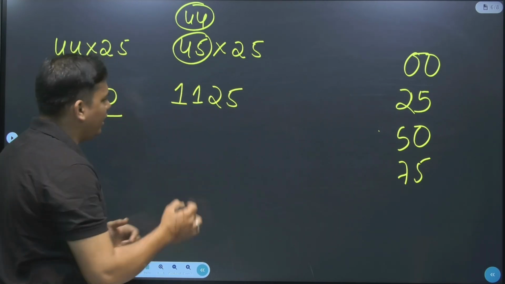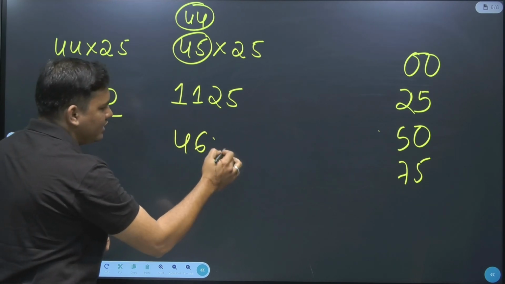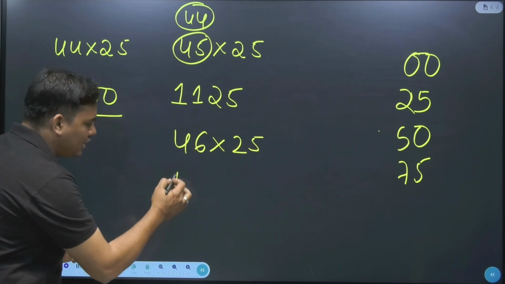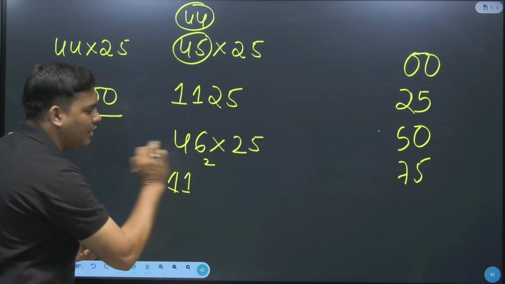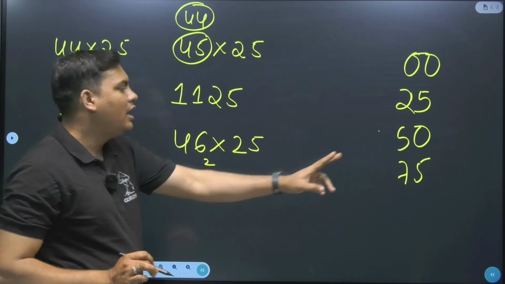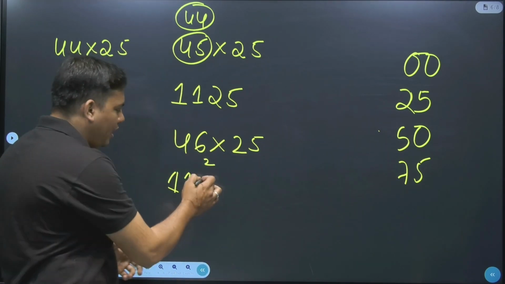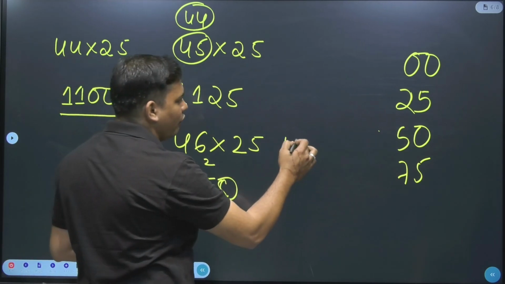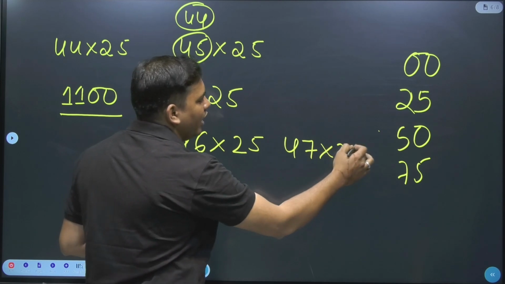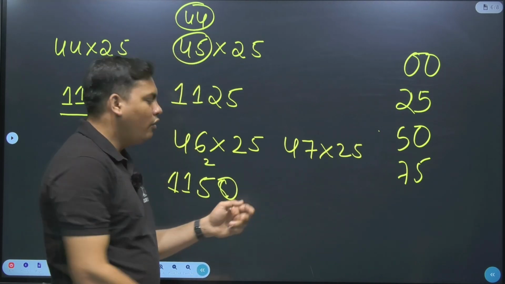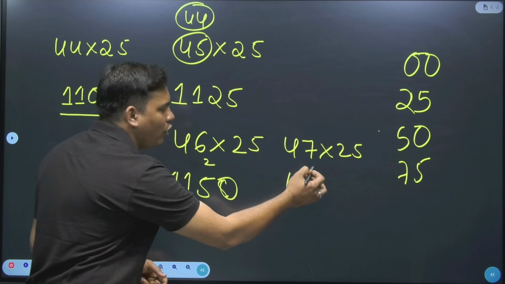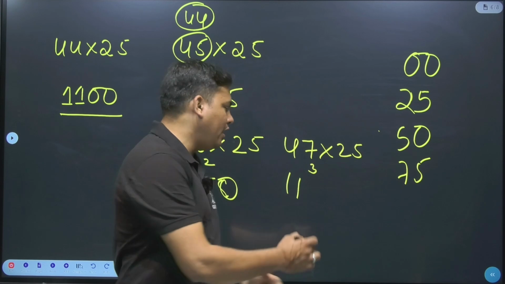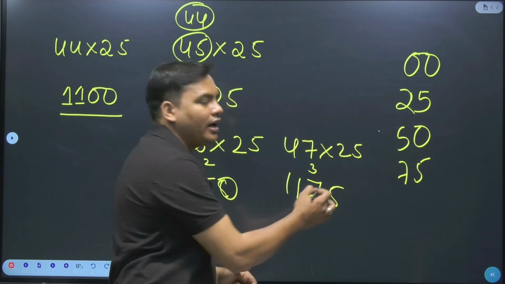Now if I ask you the next one, if I multiply 46 into 25 here, now if I divide it by 4, 4 ones are 4, 4 ones are 4, how much is the remainder left here? 2 remainders, so I will be adding 50 for that. My answer will be 1150. Now if I go with the next one, 47 into 25. If I divide this number by 4, how much is the remainder left here? 3 remainders left. Whenever 3 remainders are left, I will be adding 75. I think everyone got it.